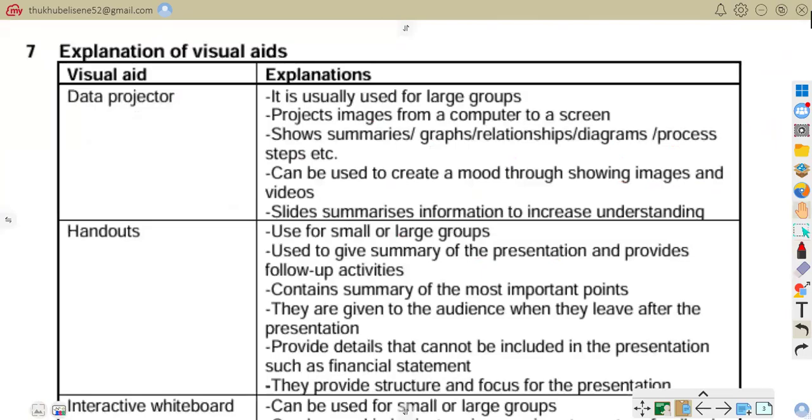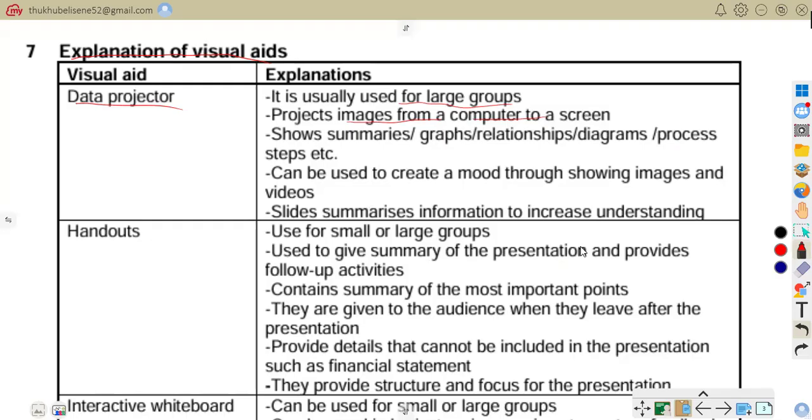Here we are going to have the explanation of visual aids. Like we've talked about, the data projector usually is used for large groups. Meaning it is suitable for presentations with many people because everyone can see the screen. For example, a manager presents the annual report to all employees. It also projects the image from the computer to the screen.